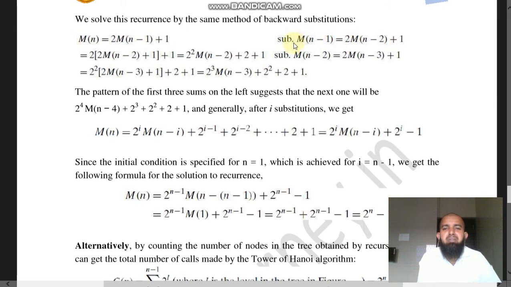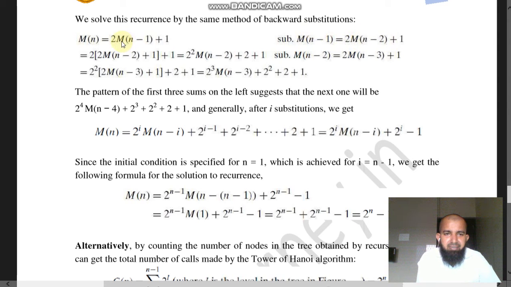M of n minus 1 equal to what? In place of n, write n minus 1. If you write n minus 1 minus 1, it means n minus 2. Then M of n minus 1 is equal to 2M of n minus 2 plus 1. So wherever M of n minus 1 is there, you write this part.